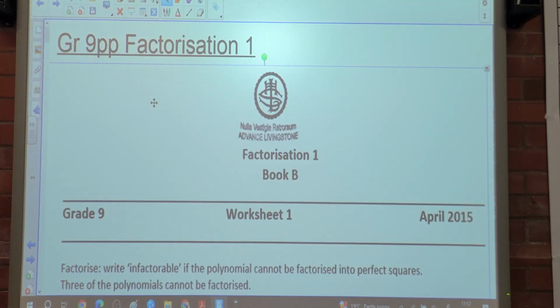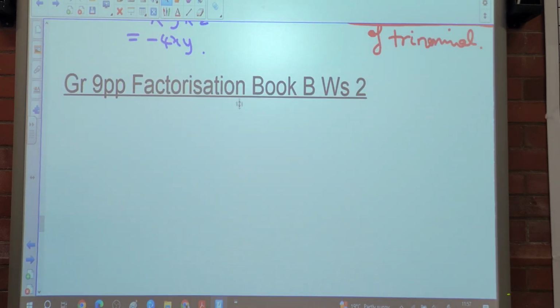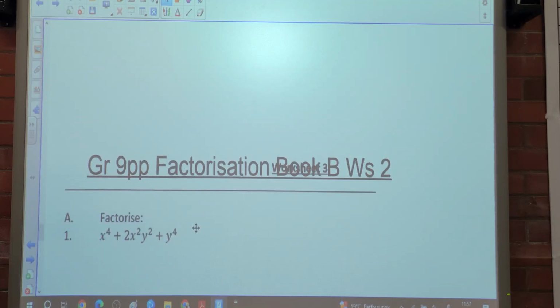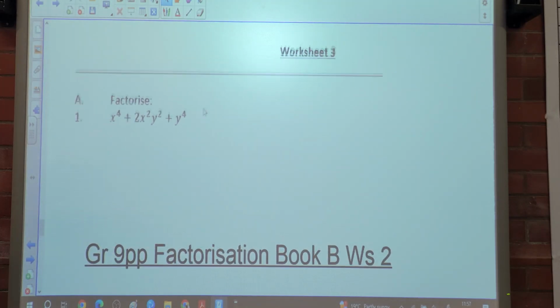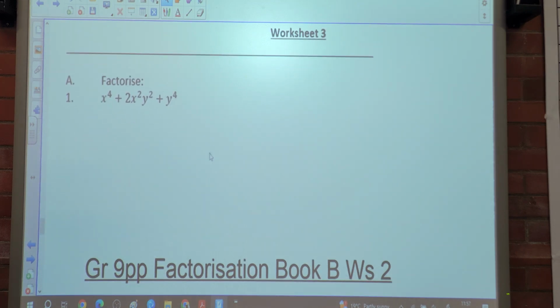So today we're looking at factorization. We're on book B, worksheet 3. So at this point we have concluded perfect square trinomial and common factor only, no?